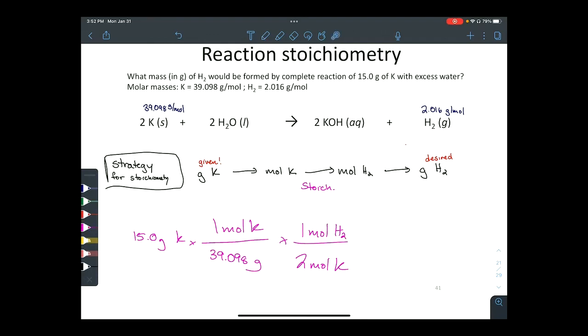And note here, see how I wrote the molar masses of potassium and hydrogen gas? Note here that even though the coefficient is 2 potassiums, when I look at the molar mass, I just have the molar mass of one potassium, 1 mole of potassium. I don't take into account the 2 coefficient, because I take into account that 2 later in stoichiometry. That's a common misconception I see.